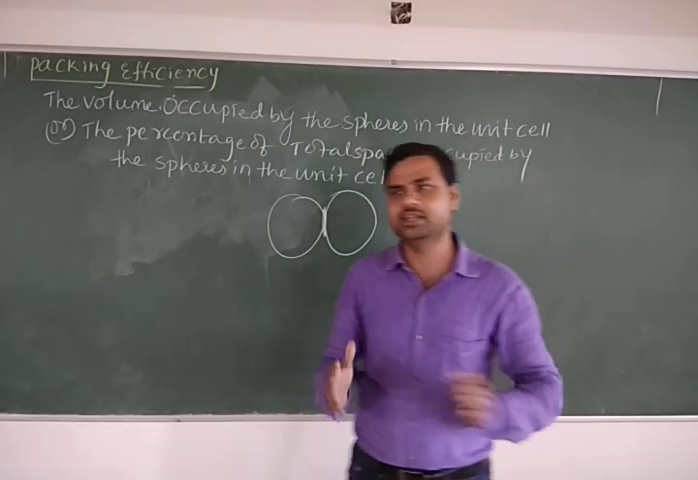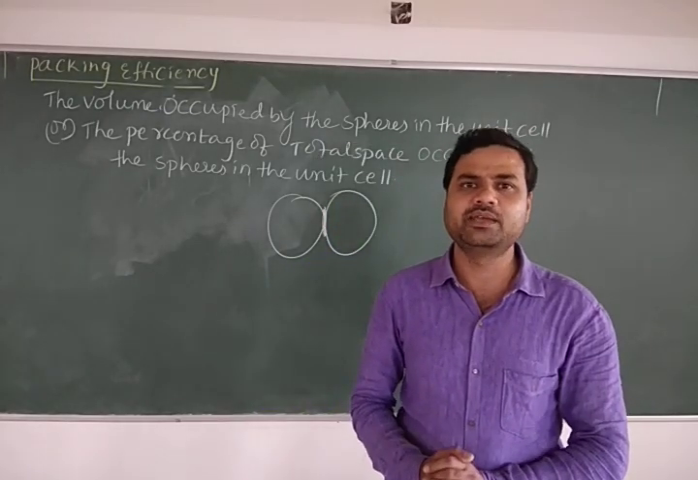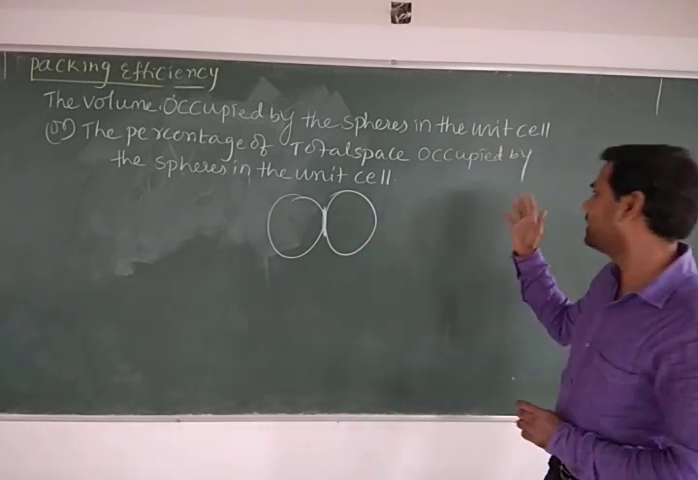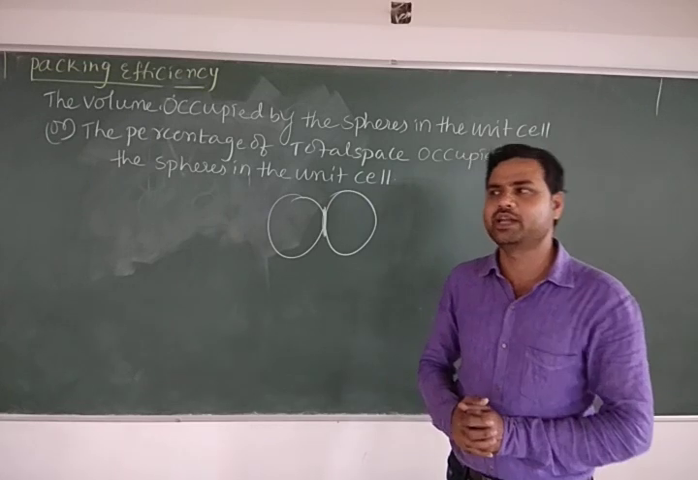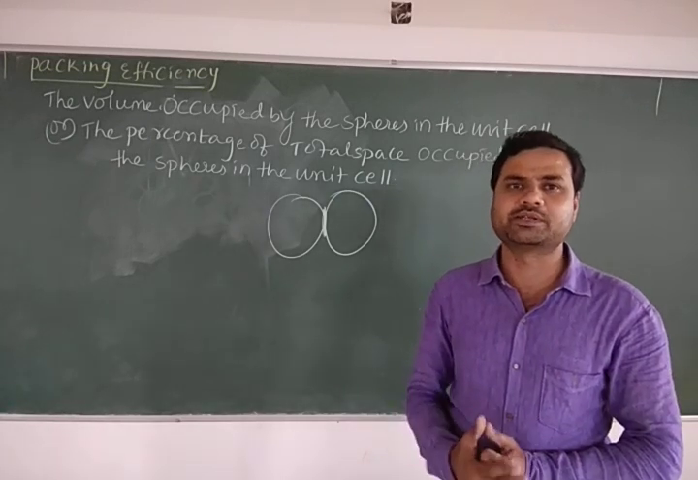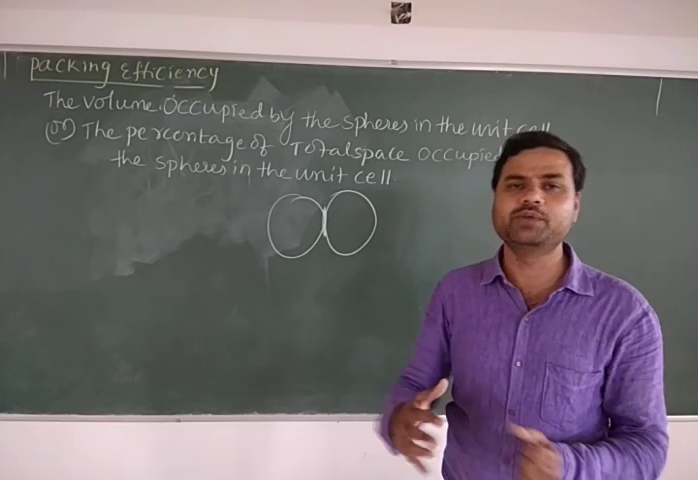And how are we getting these values? How are we calculating the percentage of packing, or the percentage of the total space occupied by the spheres in the unit cell? I told you simple cubic is 52.4%, body centered we have some 68%, and in the face centered cubic crystal we have 74%. How are we getting this value?